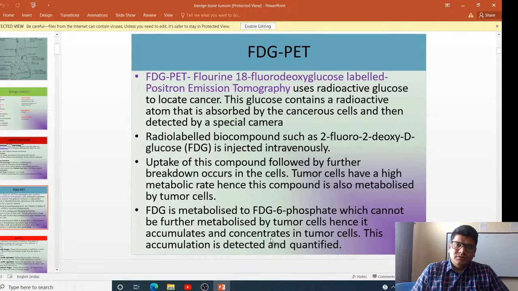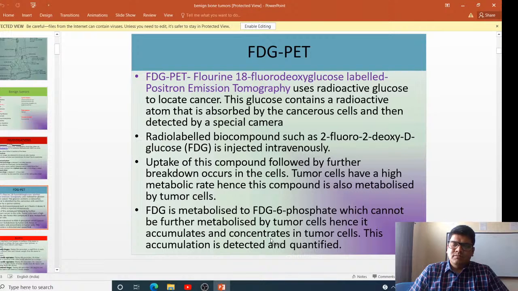So what is FDG PET? PET scan uses a chemical called fluorodeoxyglucose. Positron emission tomography uses radioactive glucose to locate the cancerous tissue. The radiolabeled compound, 2-fluoro-2-deoxyglucose, is injected intravenously.